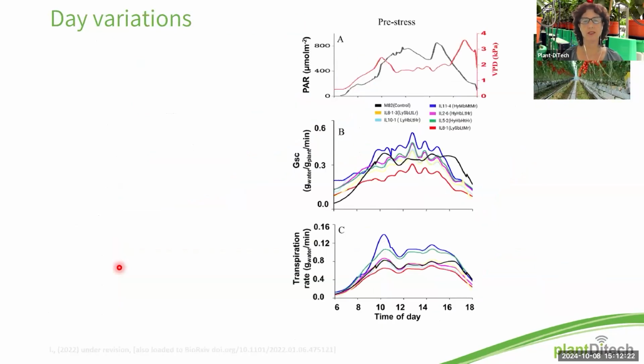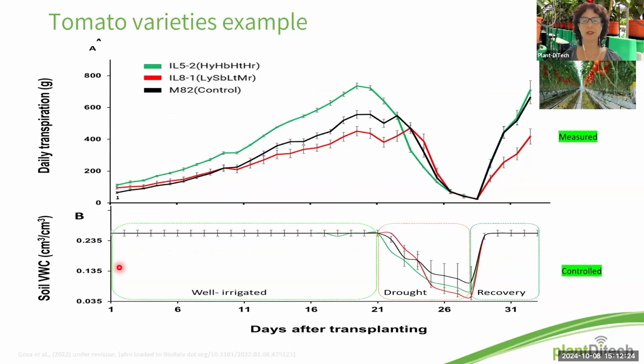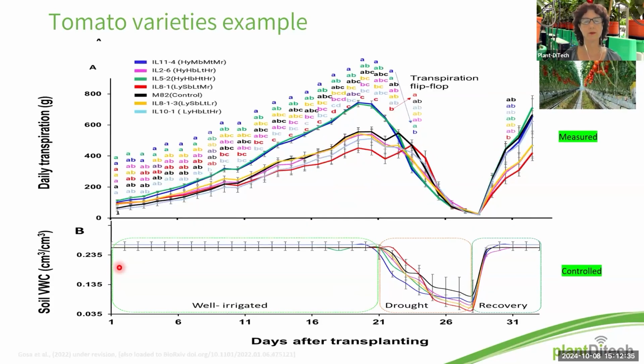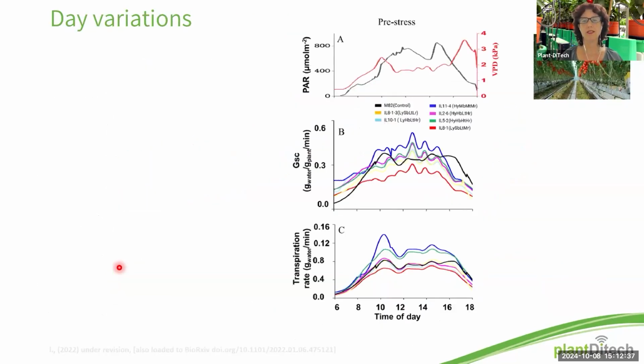Also, you can see how the different lines behave, the different varieties of tomatoes in this case, very clearly with statistical analysis already. This is another resolution, looking at variations over a day. Here you can see the continuous measurement over a day. In this case, it's transpiration and stomatal conductance versus the environment, VPD and PAR.